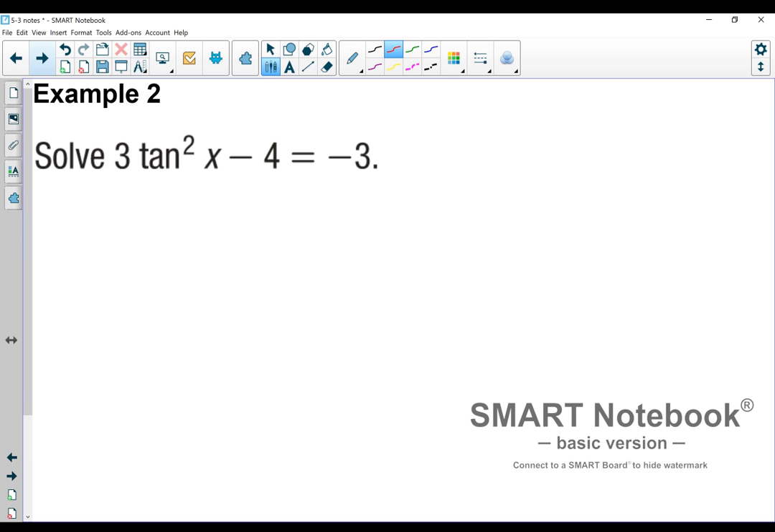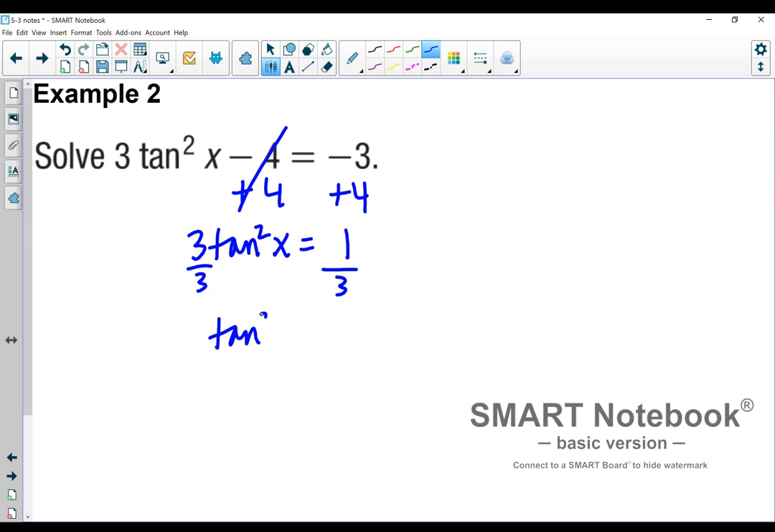So for the next one, we have something squared. So a little bit different. We're going to isolate our tangent squared of x, and then we can take a square root, just like we would if we were solving a regular equation. So we'll add 4 on both sides. Again, just showing some extra work because we're doing something new. We would divide both sides by 3. So tangent squared x equals 1/3.